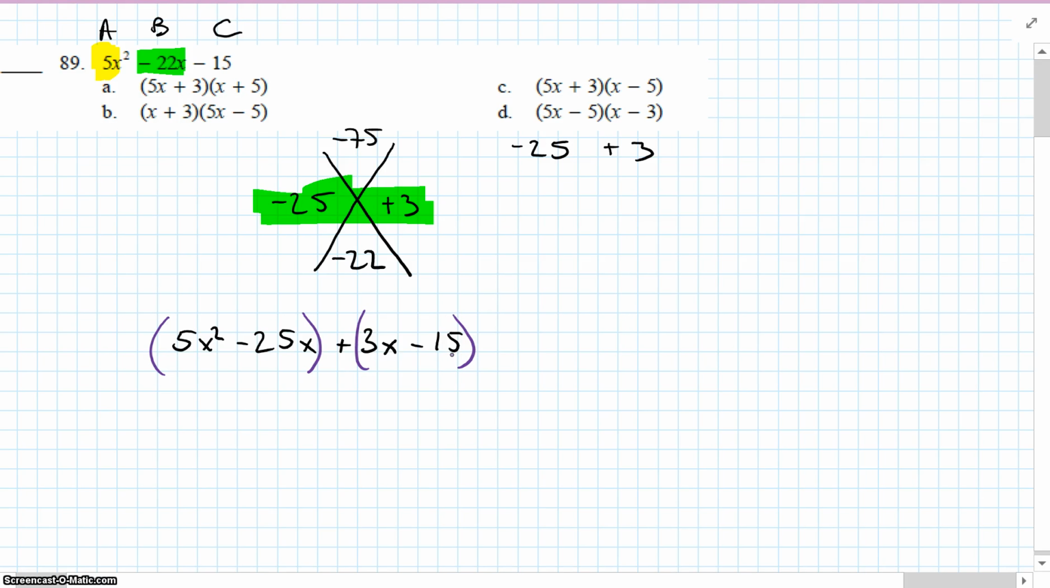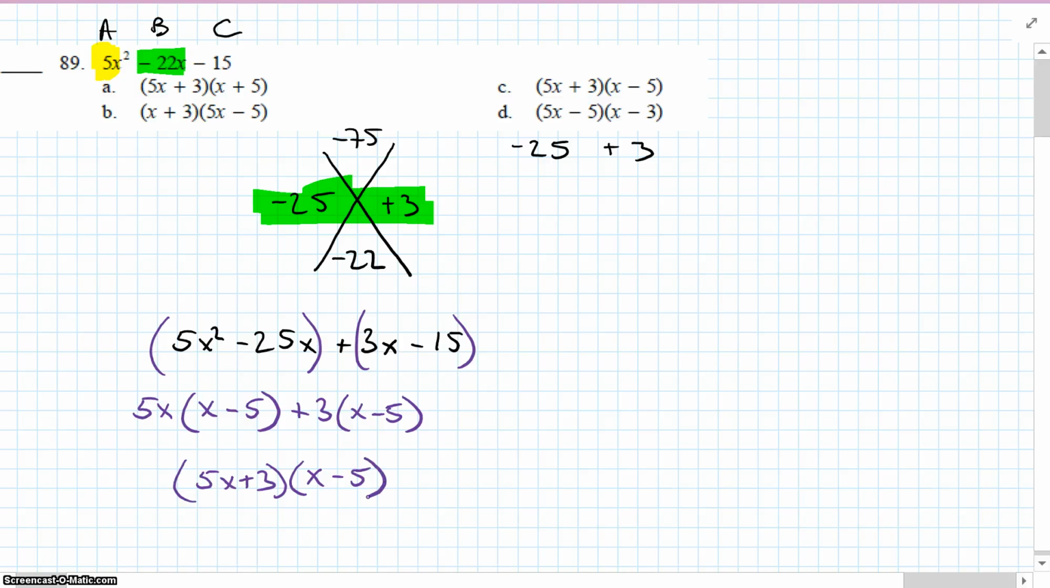Out of the left side, it looks like I can factor out a 5x. And when I do, it looks like I'm left with x minus 5. On the right side, it looks like I can factor out a 3. And that's going to be x minus 5. Since the parentheses groupings are the same, I can rewrite this as 5x plus 3 times x minus 5. The answer would be C.